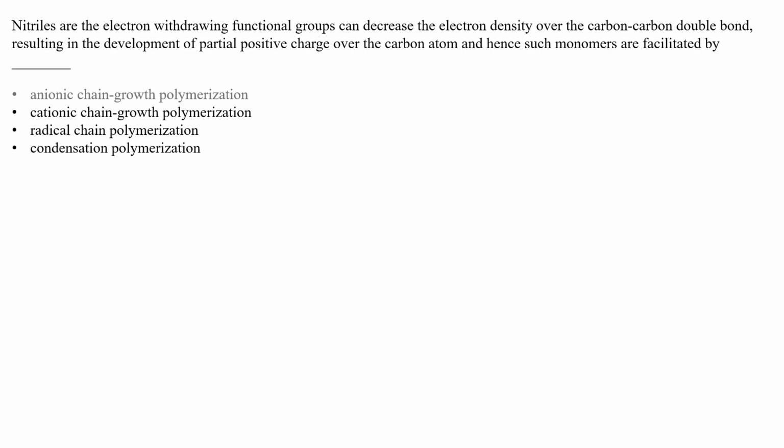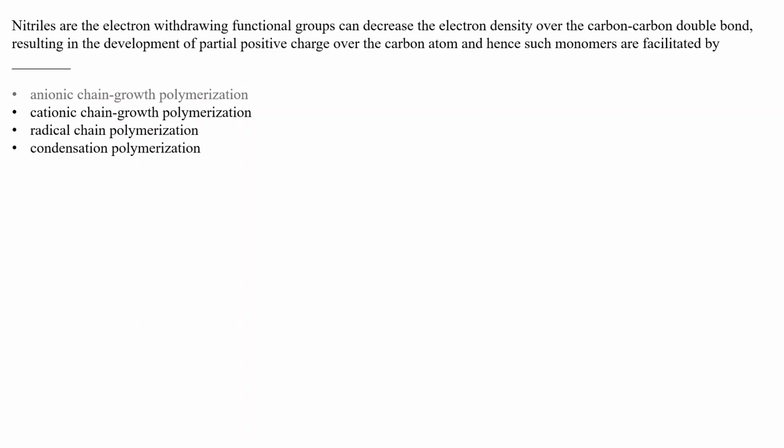Next we have: nitriles are electron withdrawing functional groups and can decrease the electron density over the carbon-carbon double bond, resulting in development of partial positive charge over the carbon atom, and hence such monomers are facilitated by what? So it has already been given that the electron withdrawing functional groups can decrease the electron density over the carbon-carbon double bond. So we are already seeing that electron withdrawing functional groups are involved because of the nitriles.